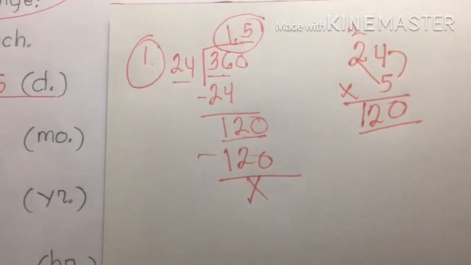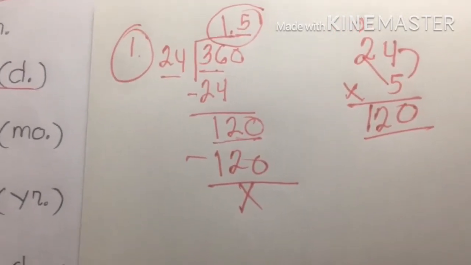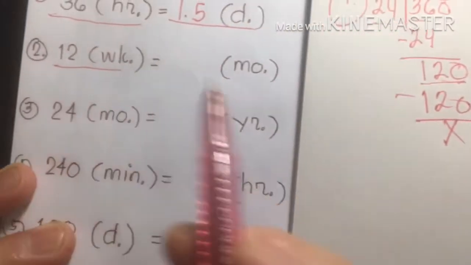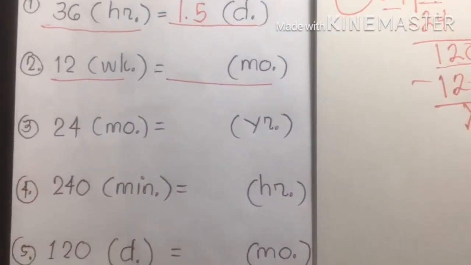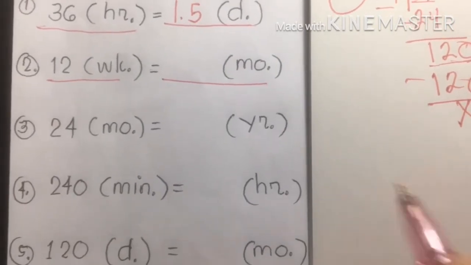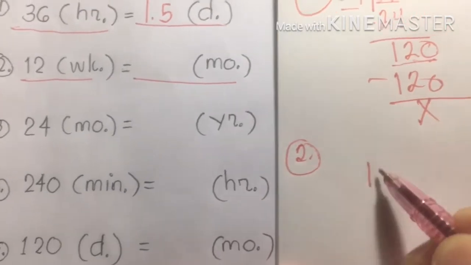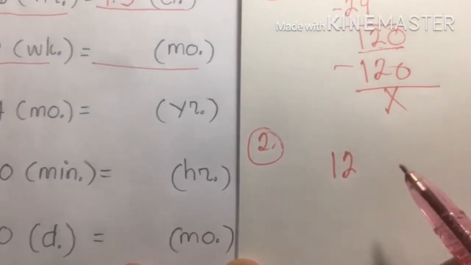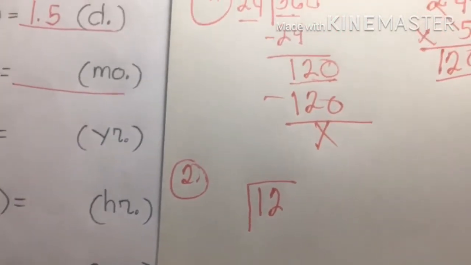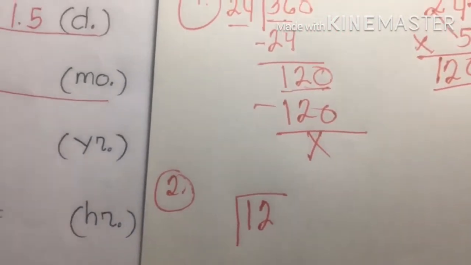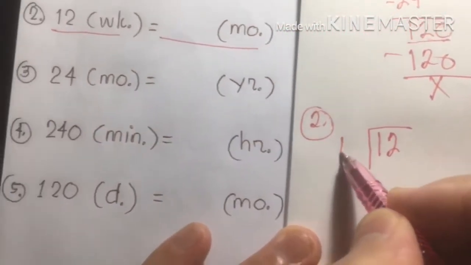Let's proceed to number 2. 12 weeks is equivalent to how many months? So remember, we're going to write here number 2. Jot down, class, automatically 12 weeks. So we're going to divide. Remember, 4 weeks is equivalent to 1 month. So our equation is 12 weeks, how many months? So we're going to write here 4.